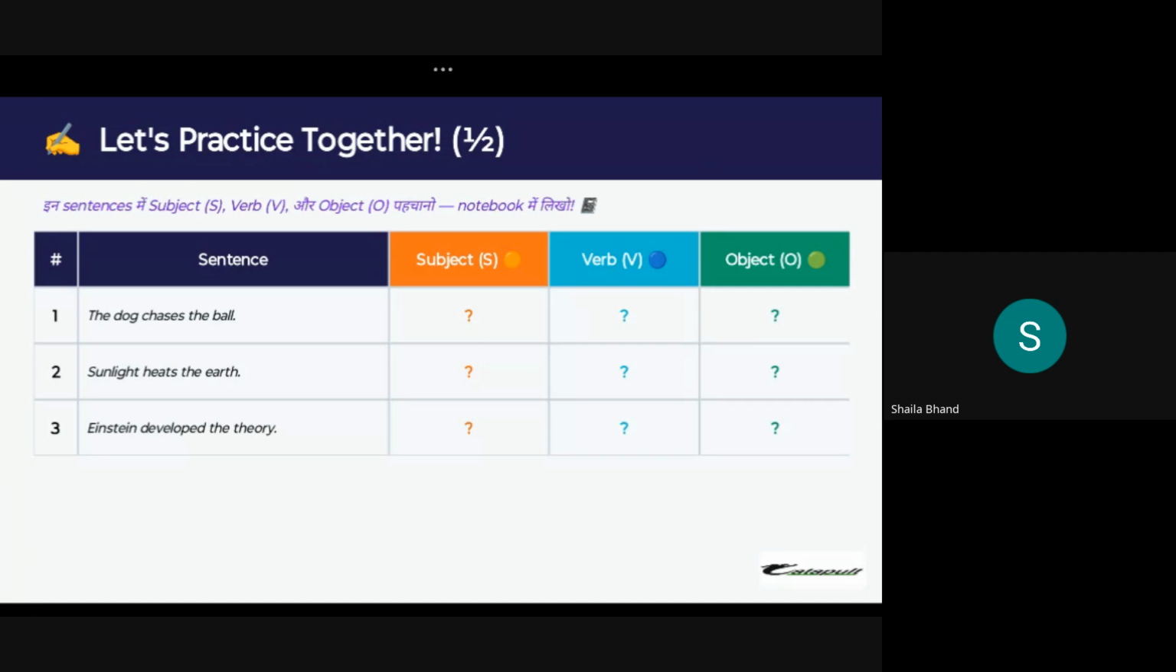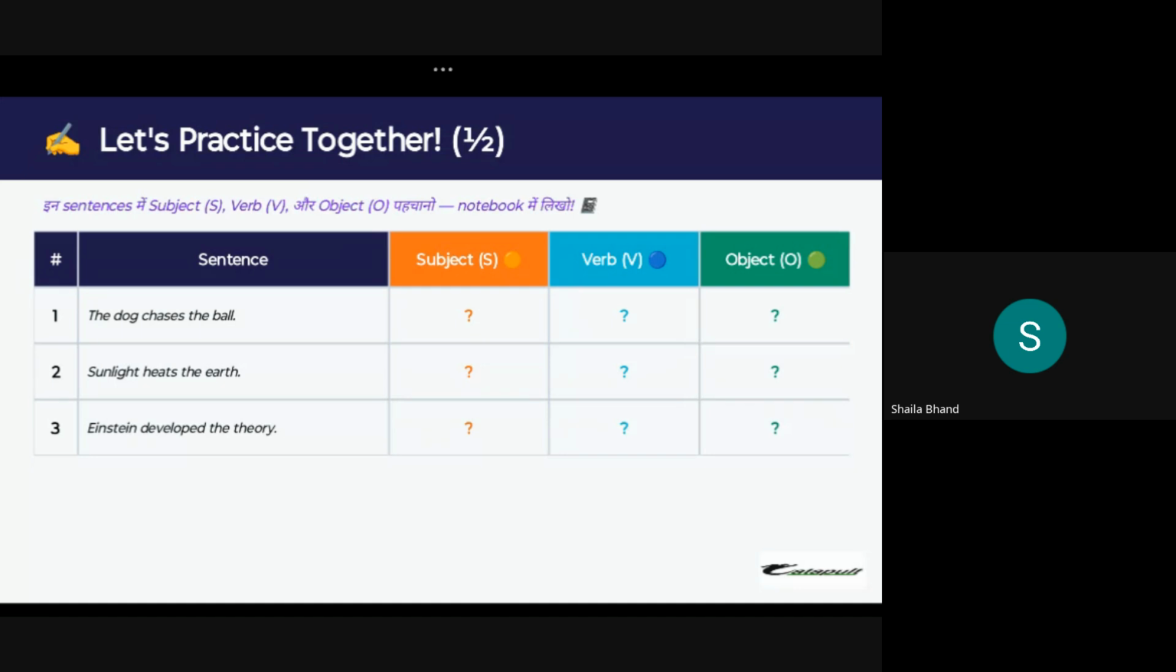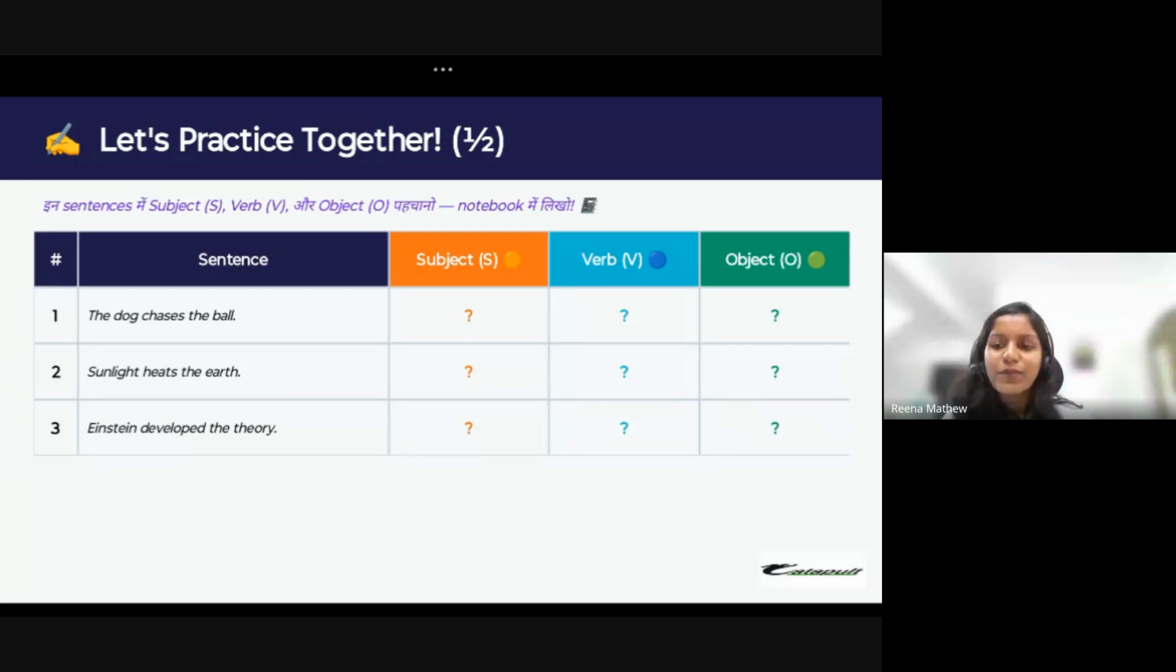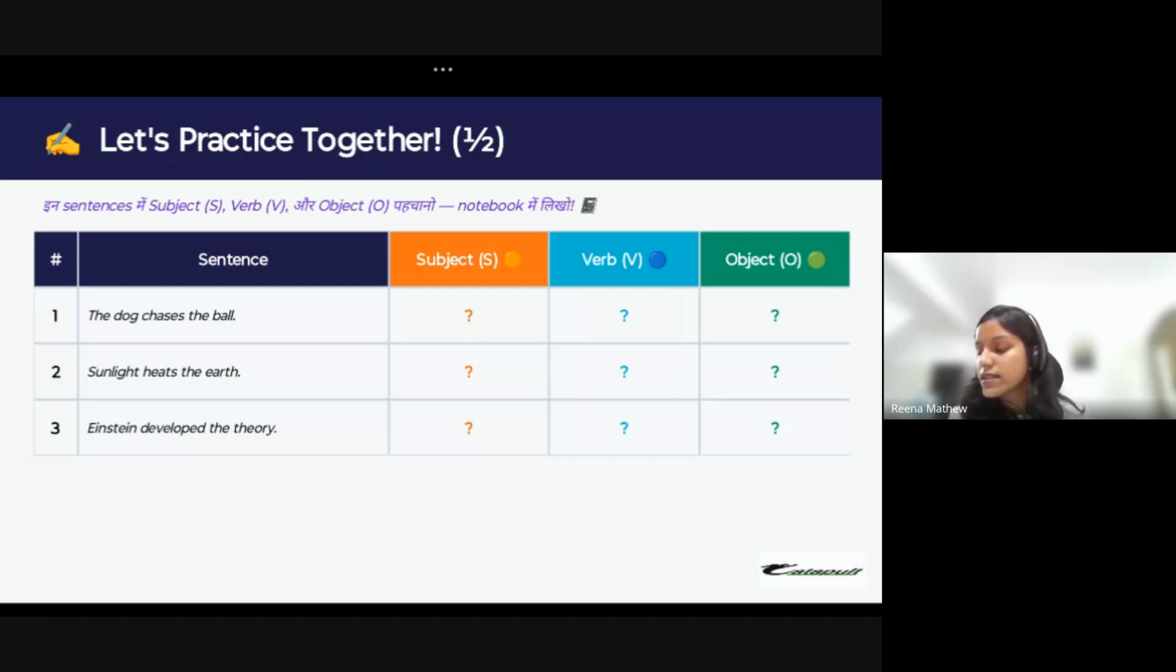Very good. You're Earth. everyone is right. Yes, ma'am. Yes. Earth. Where is Earth coming from? I'm Yeah, talking about the the third sentence. Yes, ma'am. theory है का? Theory है ना? Okay. Yes.